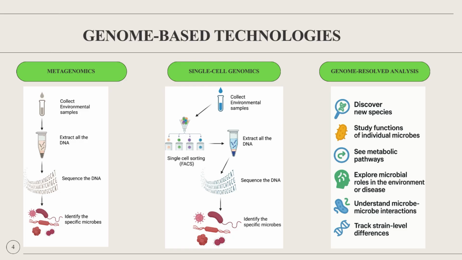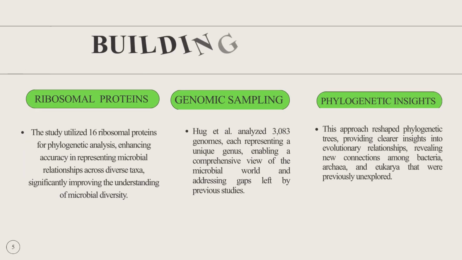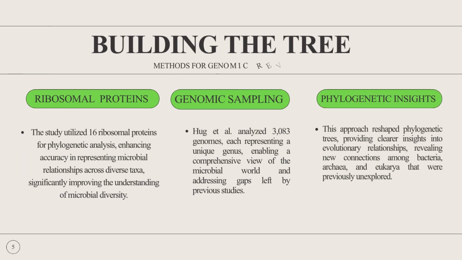Then coming to single-cell genomics, which helps us to capture the DNA of individual cells using FACS, that is, fluorescence-activated cell sorting. This technique gives access to lineages that metagenomics might have missed. And the paper also highlights genome-resolved analysis, not only identifying organisms but also revealing their metabolic abilities, advantages, disadvantages, and evolutionary placement. Now, how do we build a tree?